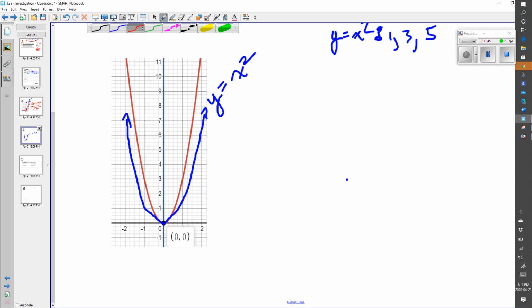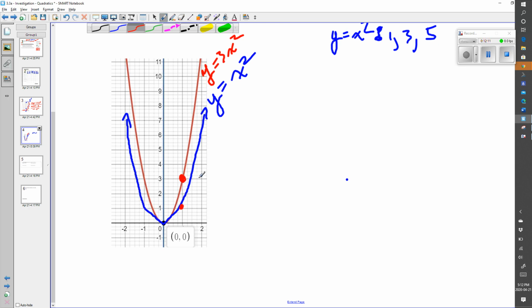And our red graph here would be y is equal to 3x squared. So if I looked at this graph, before we had a point at (1, 1), and now we have a point here. And if we go over 1 and we go up a certain distance, there's going to be a point where they cross again.